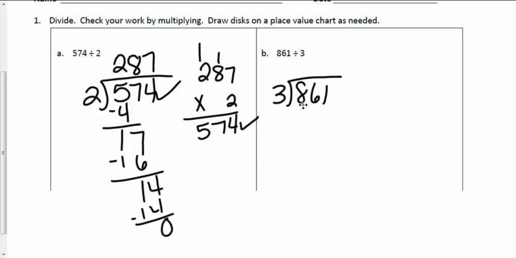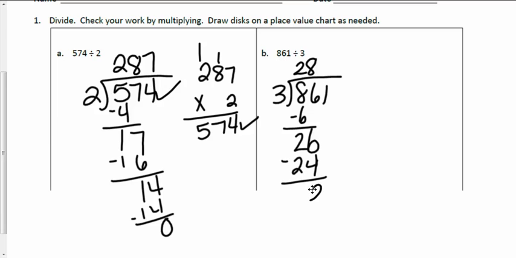All right, so I'm going to start with the big place first. I have hundreds, 800s. So I think to myself, 2 times 3 is 6. 3 times 3 is 9. I can't use 3, that's too much, so I've got to use 2. 2 times 3 is 6. That leaves me with 200s. I'm going to add that to the 6 tens, and I'm going to take 26 and divide it by 3. So I'm thinking to myself, 8 times 3 is 24. That's as close as I can get without going over, because 9 times 3 is 27.